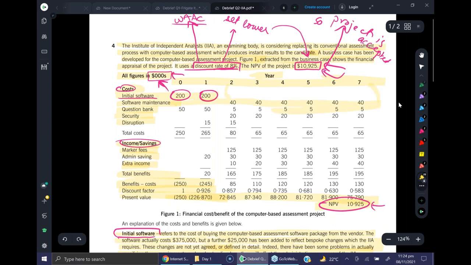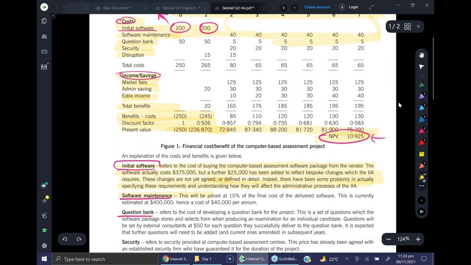And the note is given here. Software maintenance will be priced at 10% of the final cost of the delivered software. This is currently estimated at 400,000, hence a cost of 40,000 per annum. Any objections that this is also not very right? So maintenance cost is 10% of the final software cost, but the final software cost is not final. Do you understand what I'm saying?